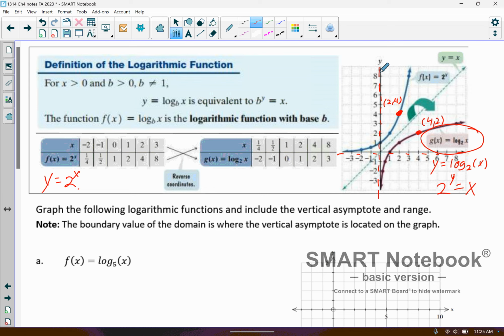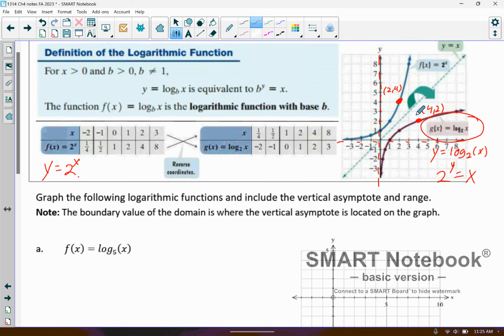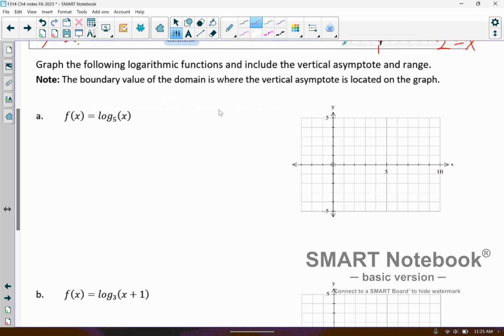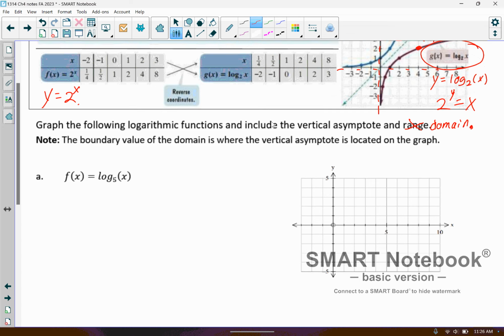So let's jump in and do a couple of these. I don't think you'll find them too bad, especially if you're good at graphing the exponential, then you shouldn't have too much trouble with the logarithmic. Right here it says graph the following logarithmic functions and include the vertical asymptotes and the range. That should actually say domain. Sorry about that, that was a typo. We want to find the domain, because the range on all these is from negative to positive infinity. These logarithmic functions go up and down indefinitely, so the domain will be limited, and we need to list that.